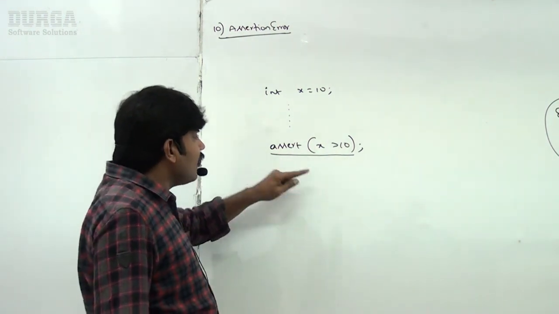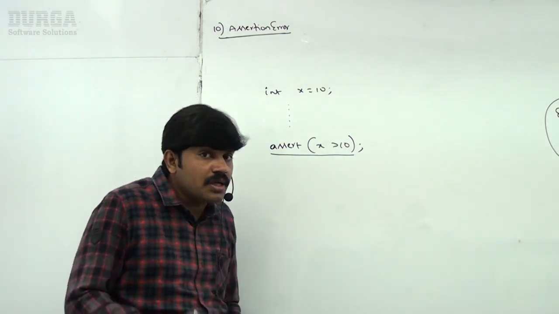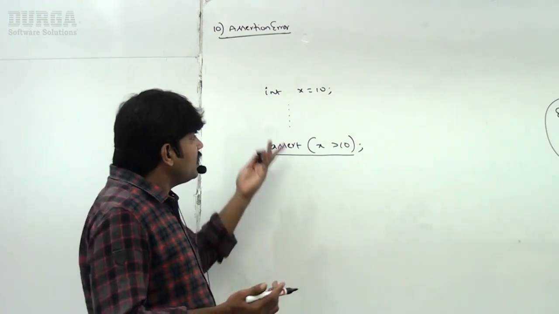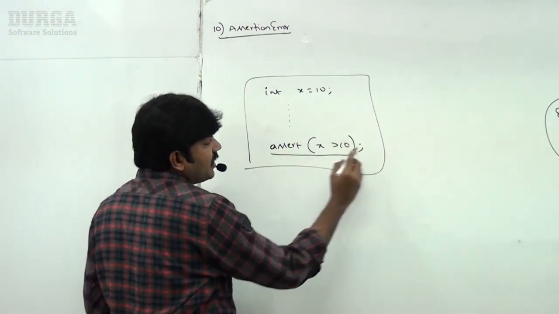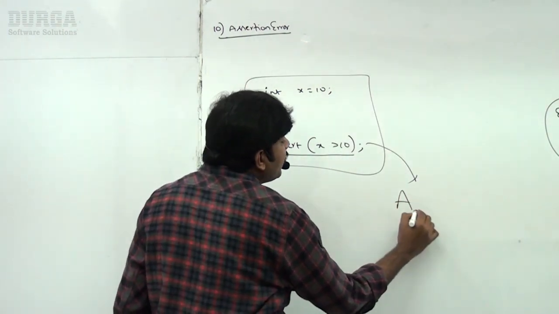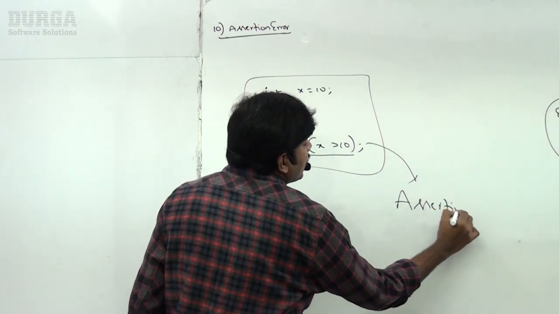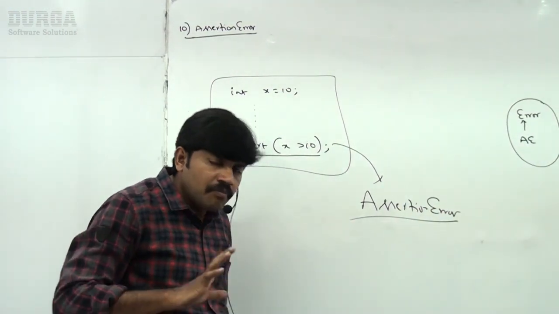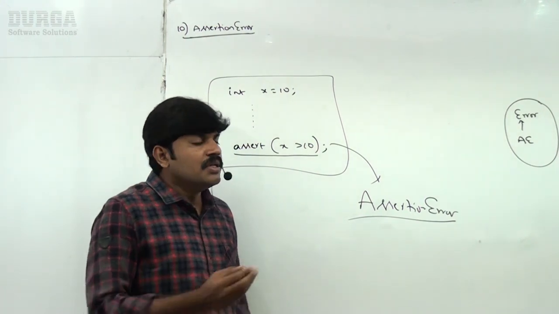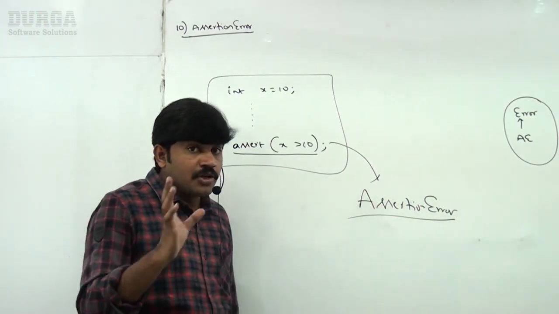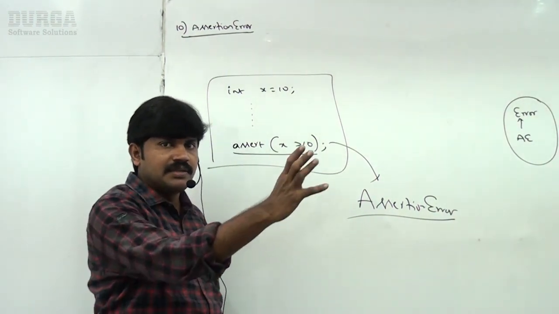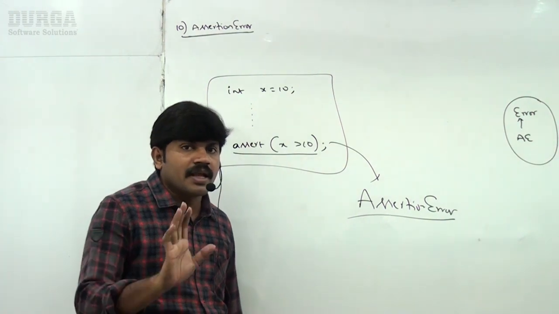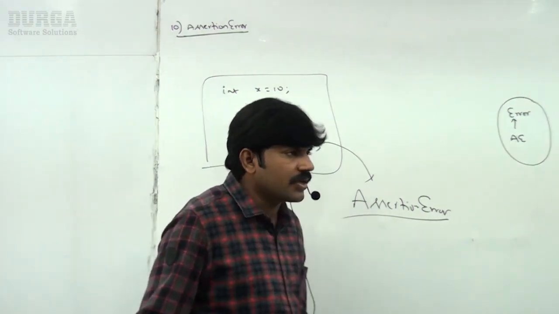So if everything goes fine, here x value should be what? Greater than 10. So this condition fails. Here this assert statement fails. Then immediately we are going to get AssertionError. In the assertions concept I will explain, but from a certification point of view you can ignore it. Just be aware: if an assert statement fails, then we are going to get what? AssertionError.